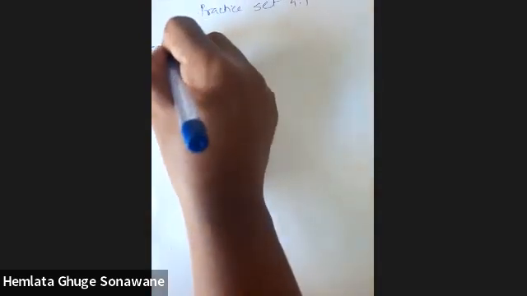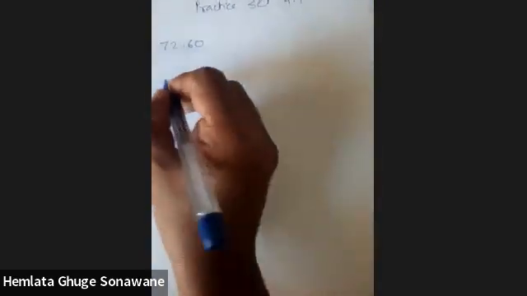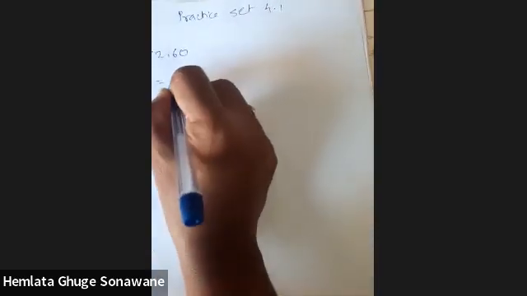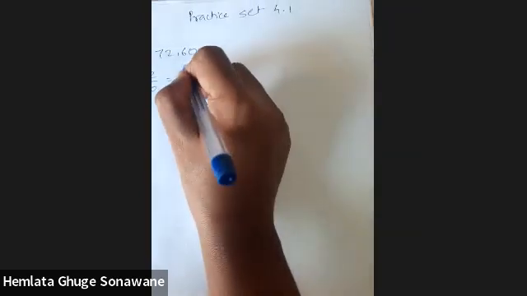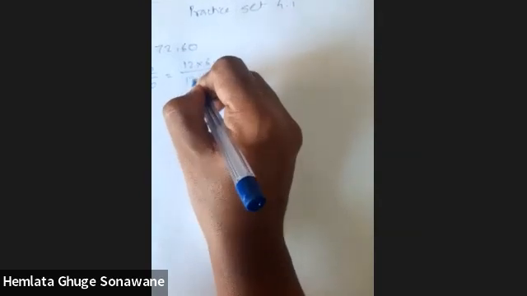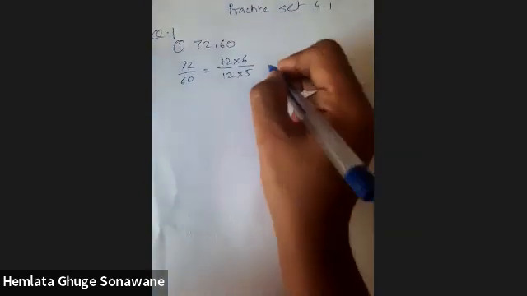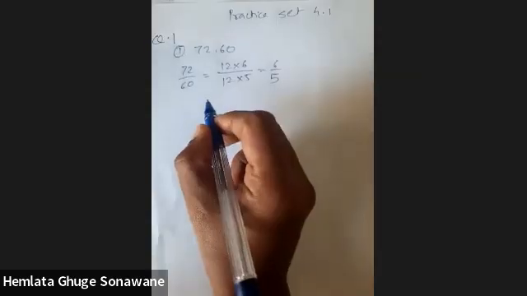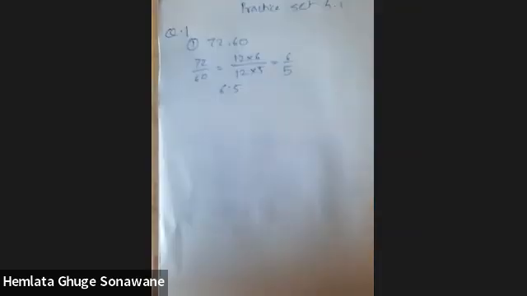First is 72 and 60. Okay, that is 72 upon 60. Now we have to find out the table where both these numbers are present. So 12 sixes are 72 and 12 fives are 60. Okay, so it becomes 6 upon 5. So the reduced form of the given numbers is 6 as to 5.